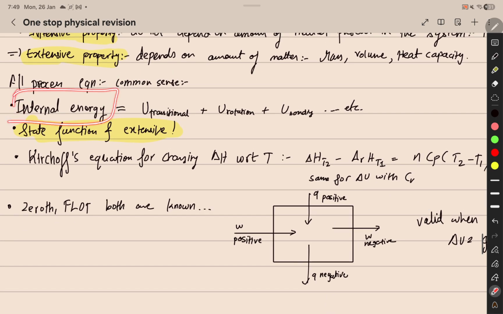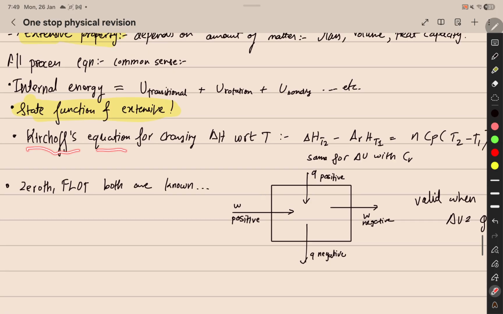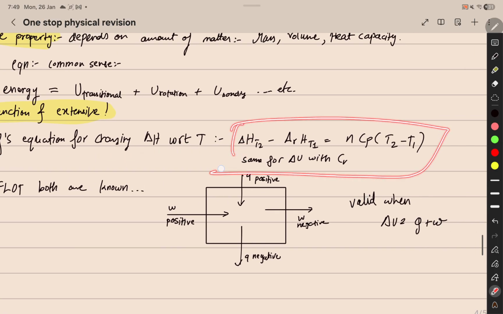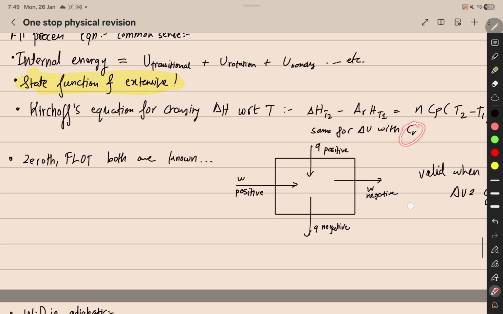Internal energy is the sum of all the energies like rotational, bonding, translational. It is a state function and it is extensive. Kirchhoff's law gives the change of delta H with respect to T. This is a very important formula, used in N Avasthi level 2, and it can come in JEE Mains. So delta H at T2 minus delta H at T1 is equal to n Cp delta T. Same thing you can do for delta U with Cv.